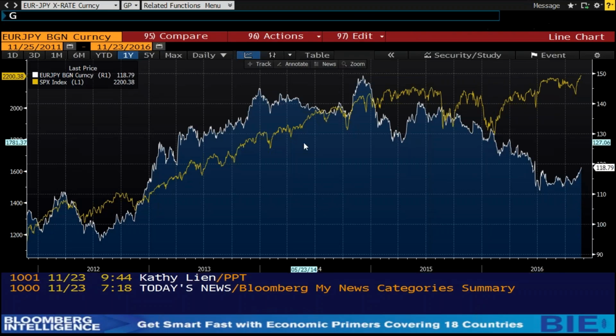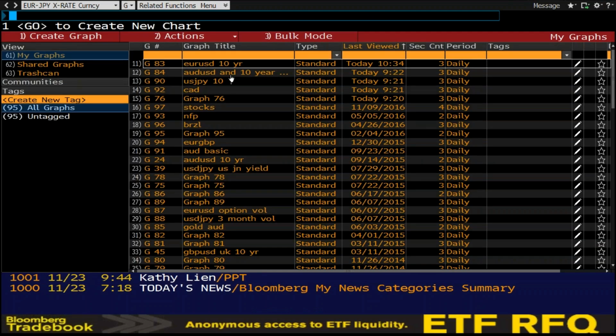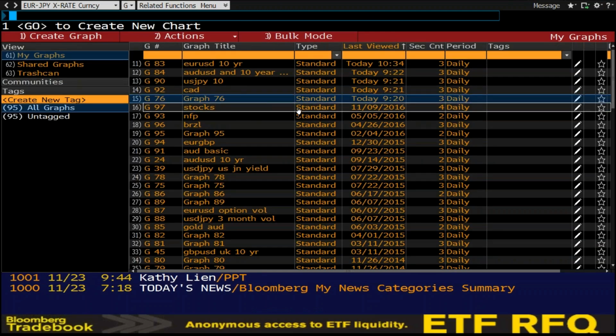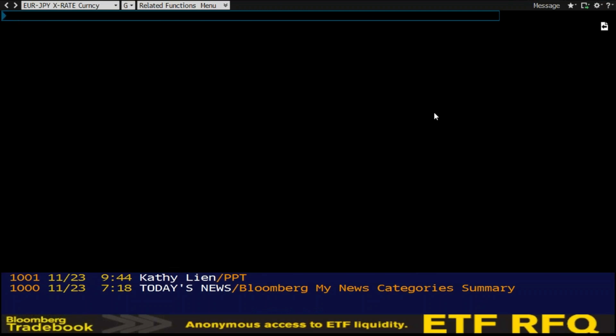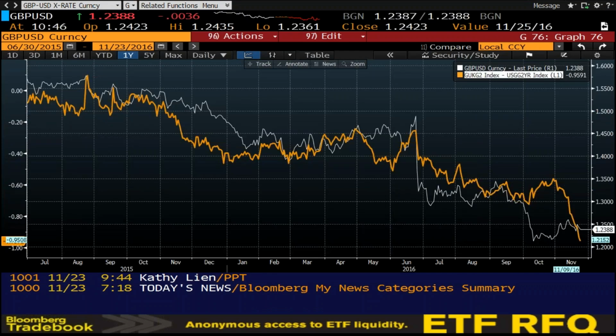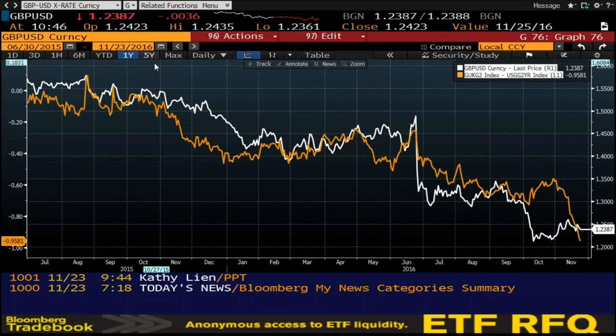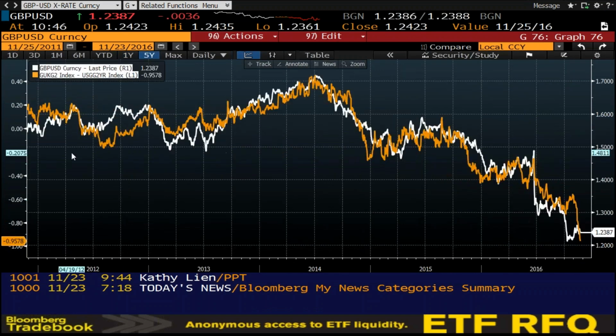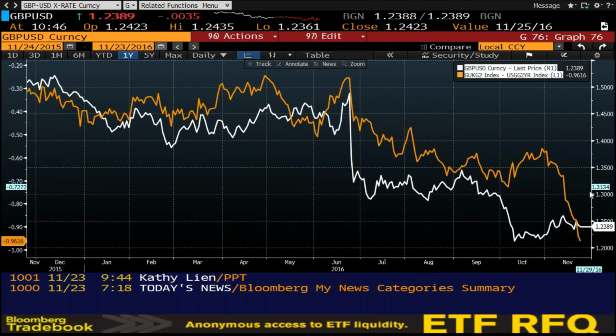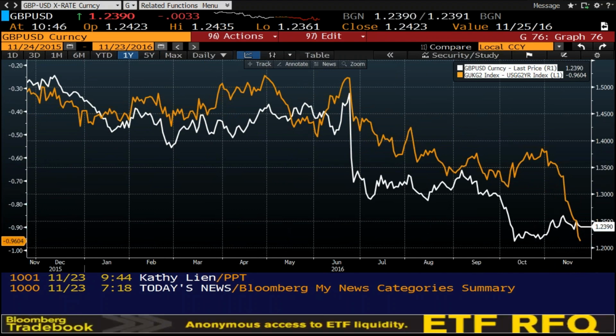So I actually have the yield spread chart for pounds built out already. The orange line is the yield spread. The white line is the pound dollar. So very strong correlation over this 1 year period. Also an even stronger correlation over a 5-year period. So if you're trading the pound dollar, you better be watching the yield spread because it'll give you pretty good insights into how the pound's going to be trading.